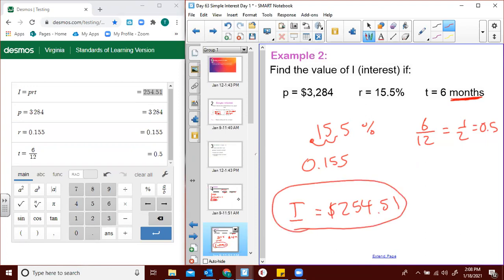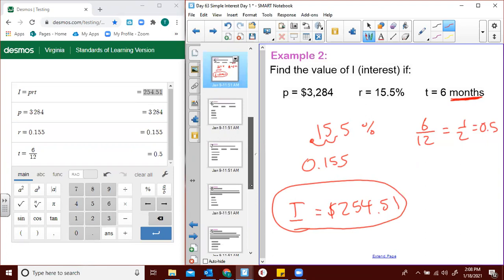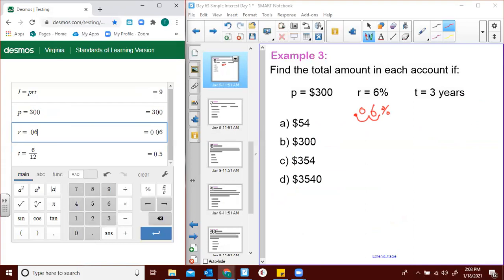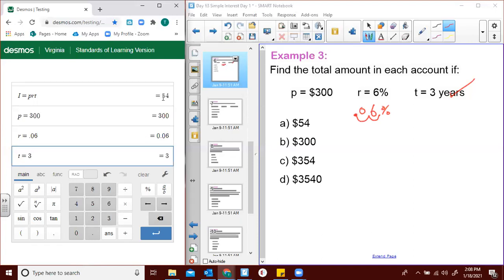So you've got a couple of different ways that you can solve these. Let's go ahead and throw this in Desmos again. My P is going to be 300. My R is 6%. This is good practice. Remember, we're going to come 1, 2 to the left and fill in that 0, so we're actually going to put in 0.06. Then our time is in years, so that's good. That's just going to be 3. You can see that our answer is $54.